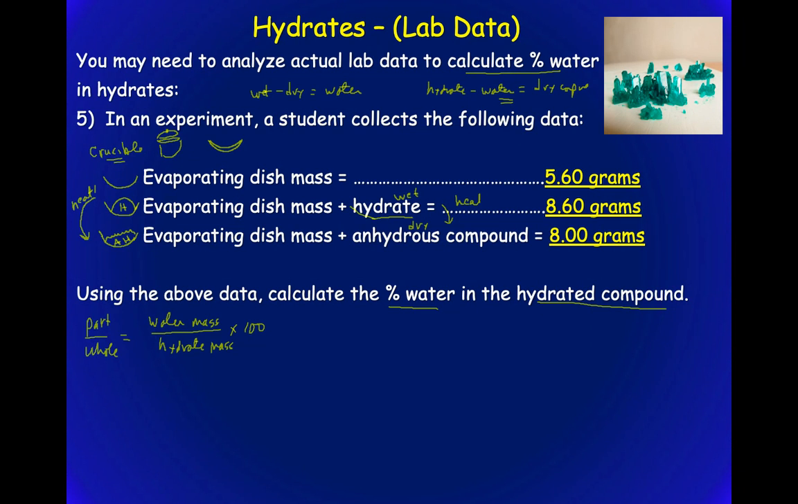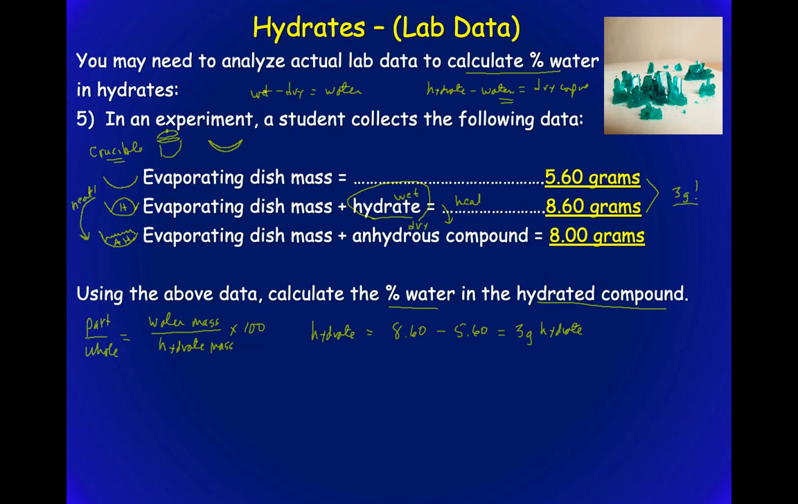Now we just want the hydrate by itself. So what we're going to do is subtract the first two. So the hydrate equals 8.6 grams, subtracting the dish, which is 5.6 grams, is going to equal 3 grams of hydrate, right? All I did was subtract the dish to leave the hydrate by itself. So this is going to be 3 grams there.